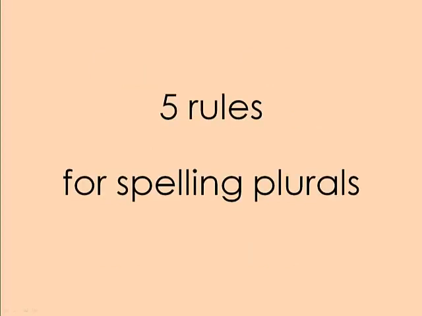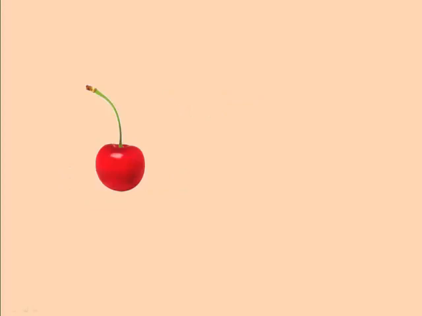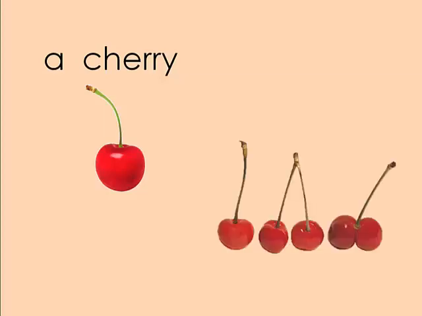In this video, we're going to talk about the rest of the rules for spelling plurals in English. What's this? It's a cherry. What are these? These are cherries. What happened to the Y? And it ends with es.